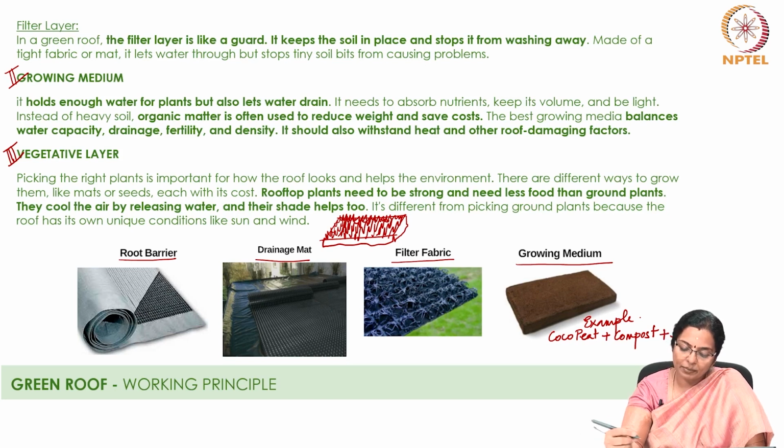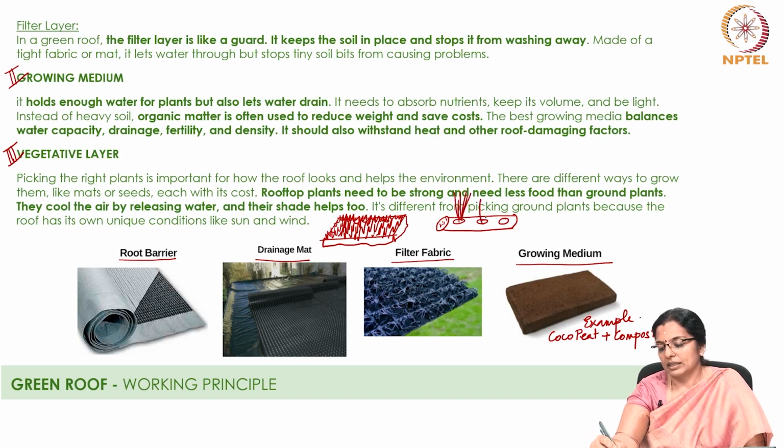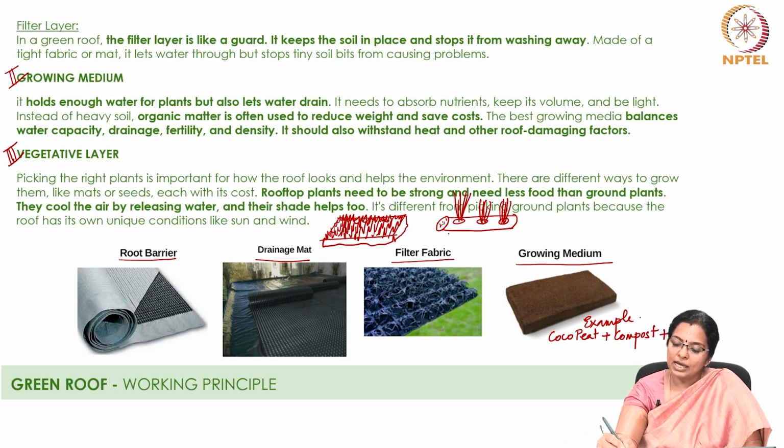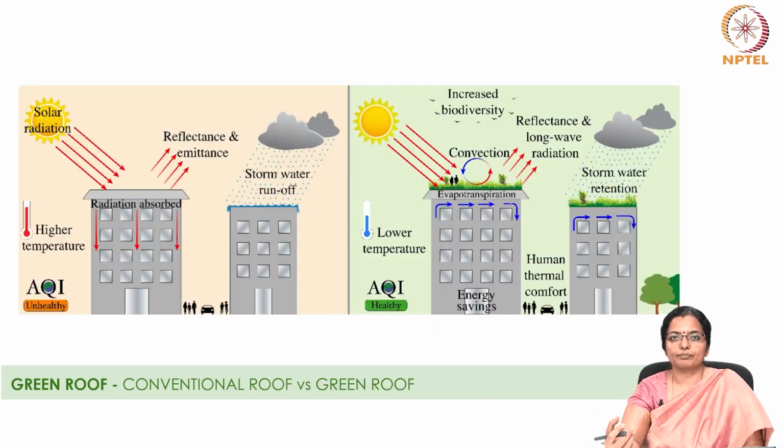Sometimes, instead of a separate medium, there are circular bags or tubes which are filled with a growing medium, and plants or seeds grow on this. So these are better for waterproofing purposes and things like that because the soil is not in direct contact with the roof.